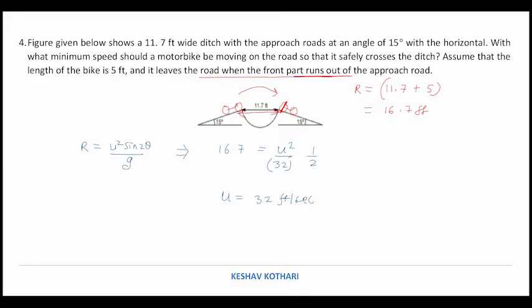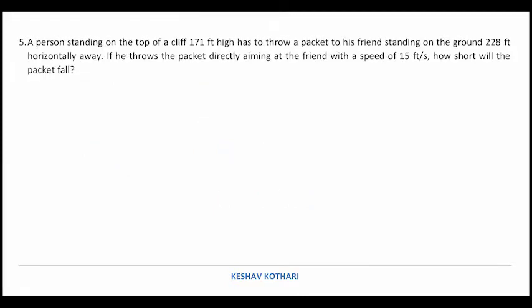Let us deal with the next question. A person standing on the top of a cliff 171 feet high has to throw a packet to his friend standing on the ground 220 feet horizontally away. If he throws the packet directly aiming at the friend with a speed of 15 feet per second, how short will the packet fall? So the first thing that we do is we draw a diagrammatic representation of this particular problem.